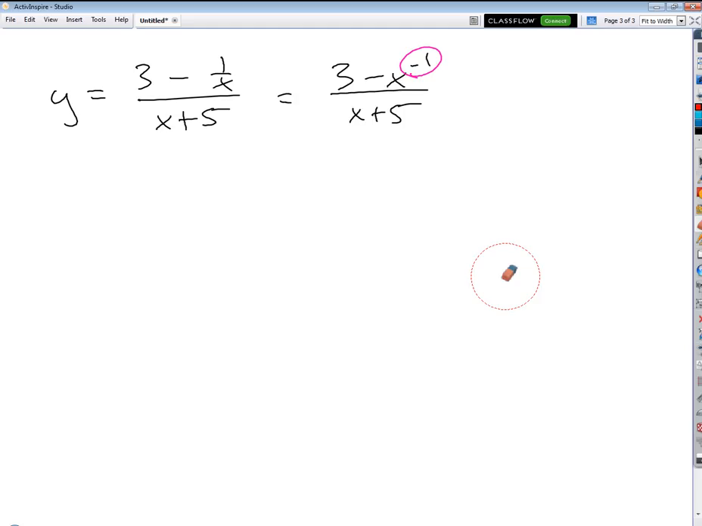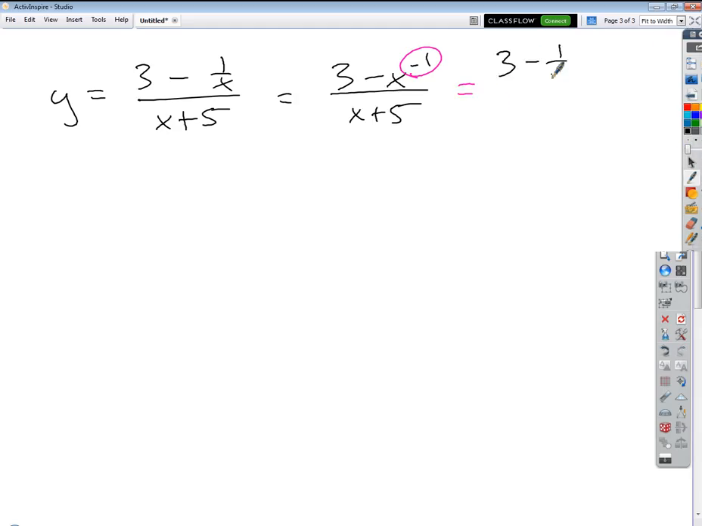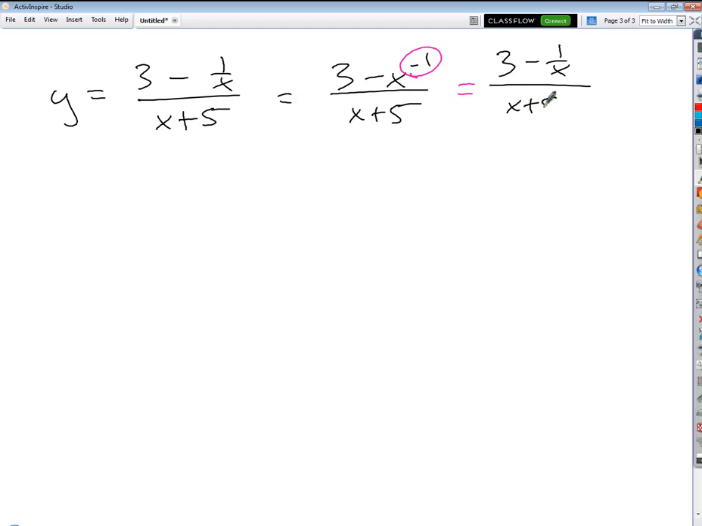Right? But what I could do is rewrite this as 3 minus 1 over x on the top over x plus 5, and maybe I could simplify the numerator. So if I made the numerator into one fraction, what am I going to get? 3 negative 3 over x. Well, what do I have to do to get a common denominator in the top? Okay, so I'm just going to multiply the 3 by x over x, right? So this is going to become 3x minus 1 over x, all divided by x plus 5.